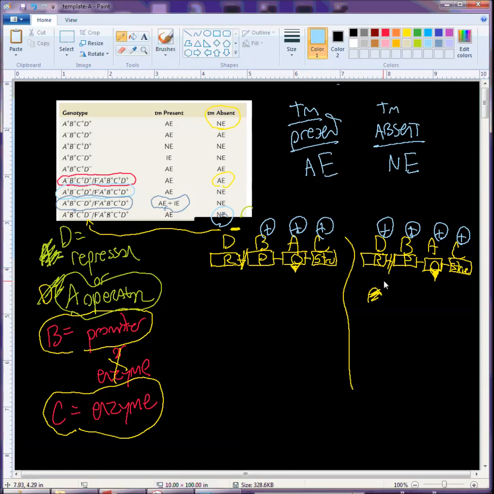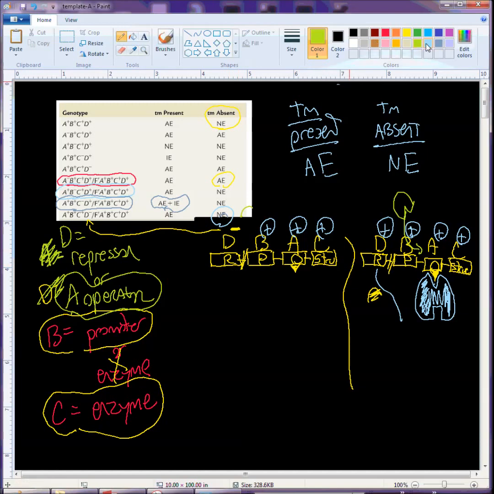Okay, now let's assume that the theoretical molecule is absent. So this repressor here makes a normal repressor. The theoretical molecule is absent, so it's not bound here, and the repressor can bind the operator. And as a result, RNA polymerase can bind the promoter, but if it tries to transcribe, it's not going to be able to. It's blocked by the repressor.